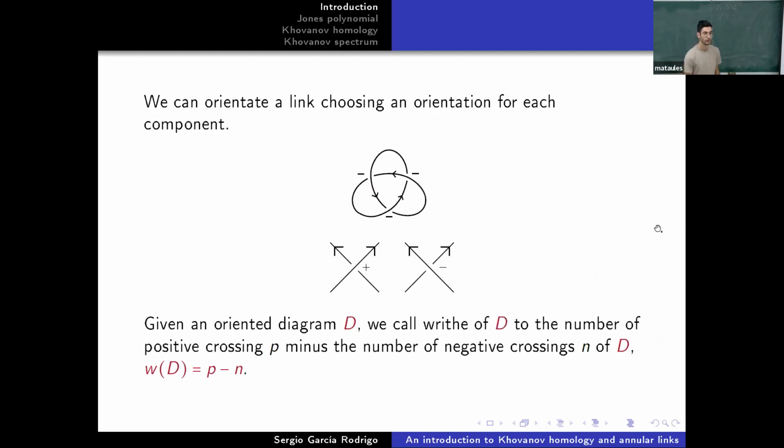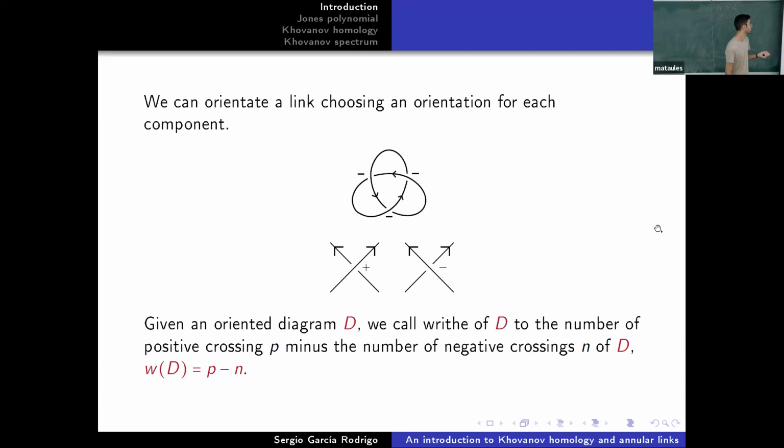Also, we can orient any knot by just giving one of the two orientations there are. And if we do this for every component of the link, we have an oriented link. And associated to each crossing, we have a sign, plus or minus, following this rule.